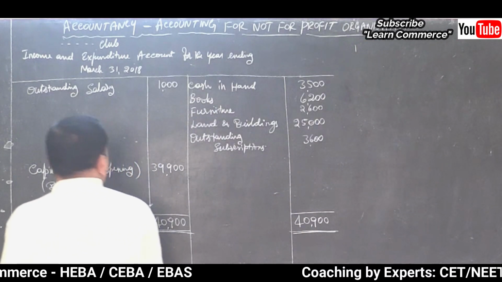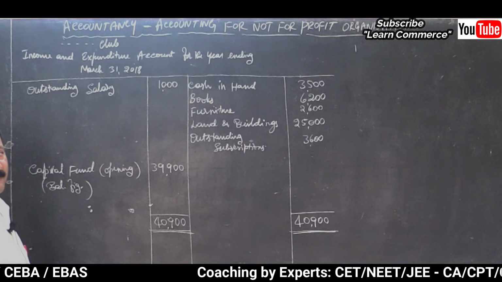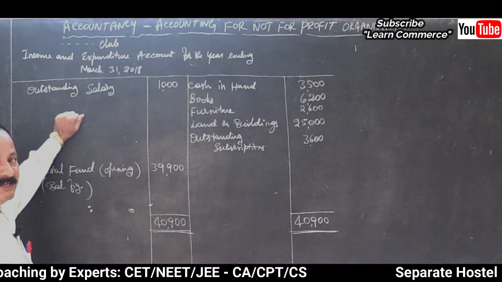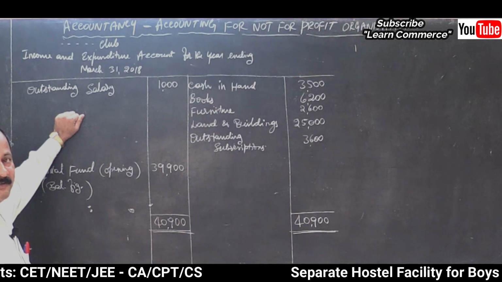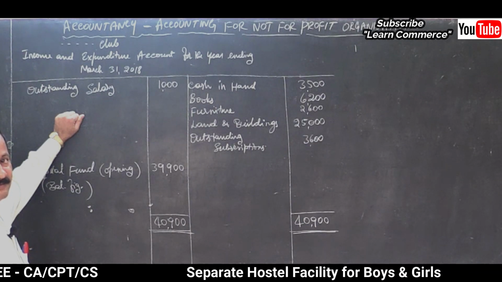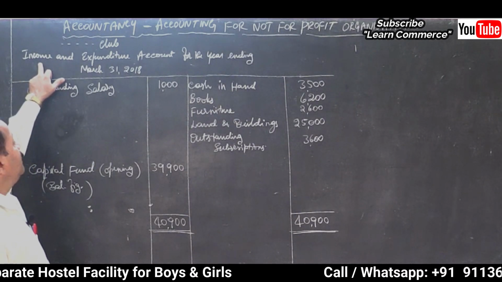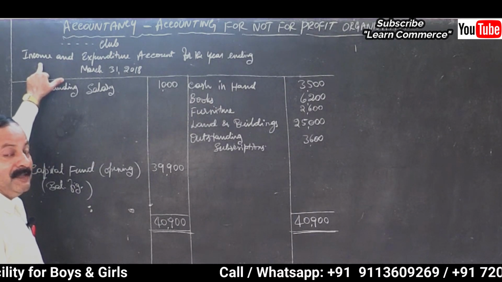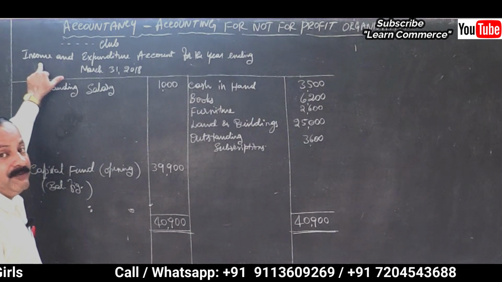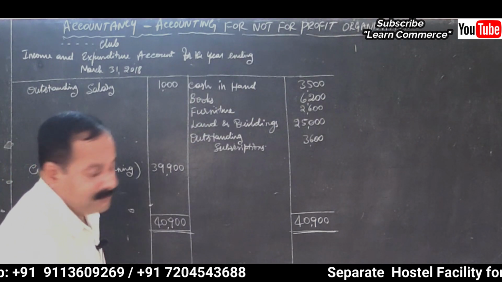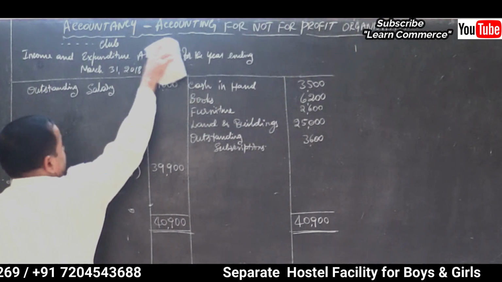What we have prepared here, friends, did you notice what it did here? What should have been written? See here, we wrote income and expenditure account, but it is not, it is balance sheet. Did you notice that? Do the correction here, balance sheet.